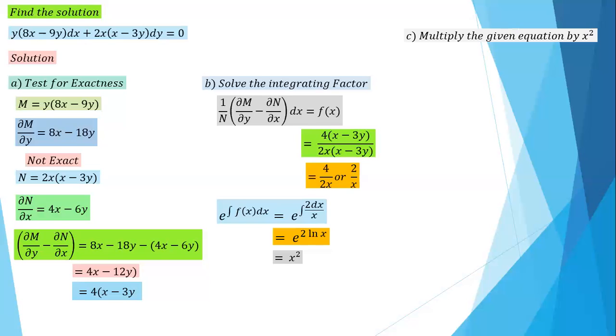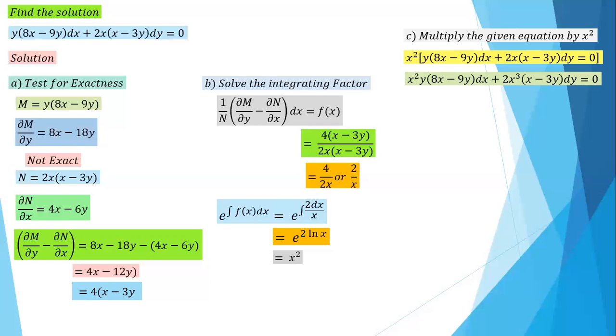Next is to multiply the given equation by x squared. Then we have x squared times the quantity of y times 8x minus 9y dx plus 2x times x minus 3y dy equals 0. Distribute x squared and factor out. Then we have x squared y times 8x minus 9y dx plus 2x cubed times x minus 3y dy equals 0.